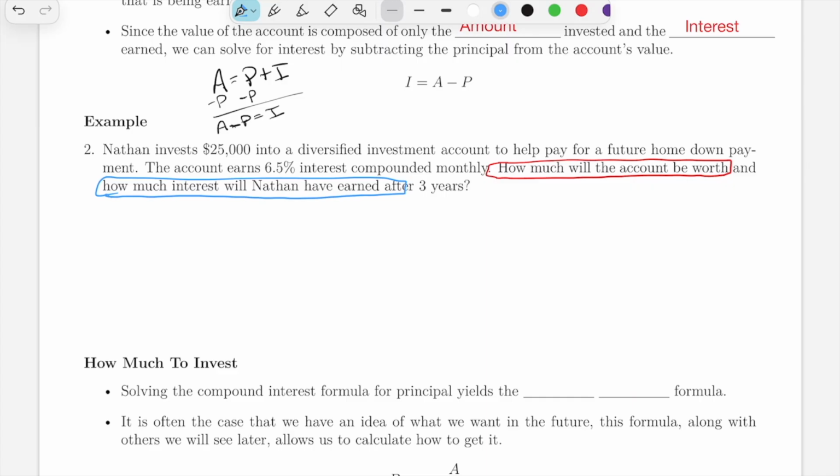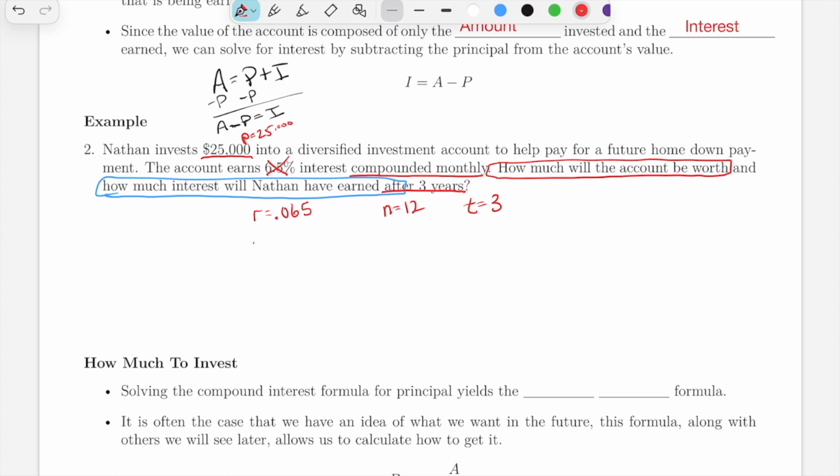So the first thing that I see is the $25,000 tells me that P is equal to $25,000. It also tells us the account earns 6.5% interest. Remember, we don't write 6.5%. We're going to change that to a decimal. So I'll write that as 0.065. Remember, to change a percent into a decimal, you just divide by 100. It does say that this is compounded monthly. That tells me that N is going to be 12. Anytime I see that, compounded monthly, N is 12. Next, it does say after 3 years' time. That tells me that T is equal to 3.